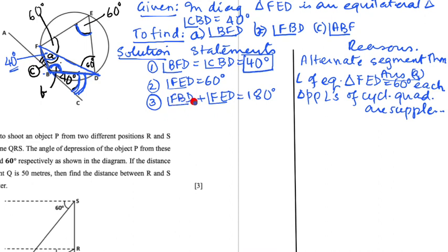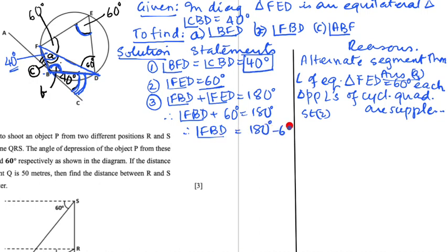Alright, now FBD we have to find. So we'll write angle FBD plus this, that is 60 degrees, is equal to 180 degrees. And for this the reason will be statement 2, which we already said it is 60 degrees. Therefore angle FBD will be equal to 180 degrees minus 60 degrees, which is 120 degrees, and that is our answer B.